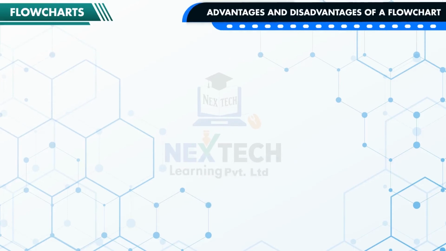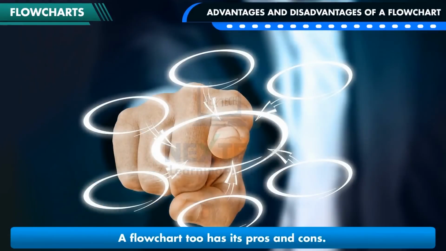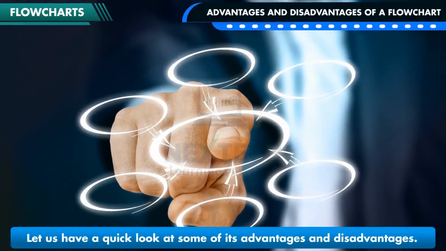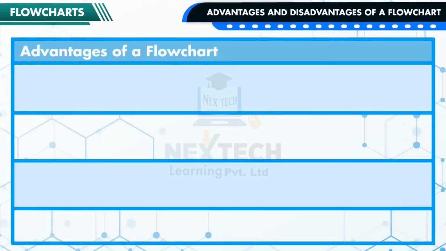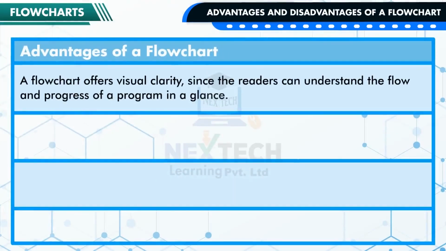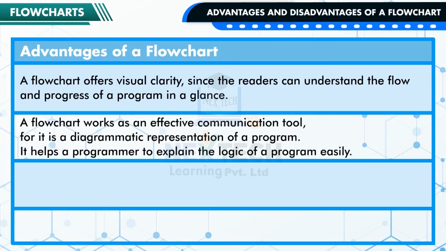Advantages and disadvantages of a flowchart. A flowchart too has its pros and cons. Let us have a quick look at some of its advantages and disadvantages. Advantages of a flowchart. A flowchart offers visual clarity, since the readers can understand the flow and progress of a program at a glance. A flowchart works as an effective communication tool, for it is a diagrammatic representation of a program. It helps a programmer to explain the logic of a program easily.